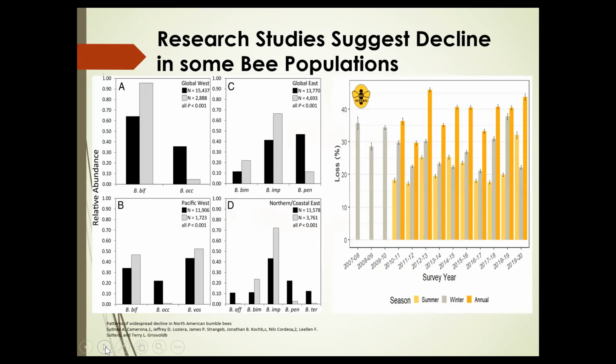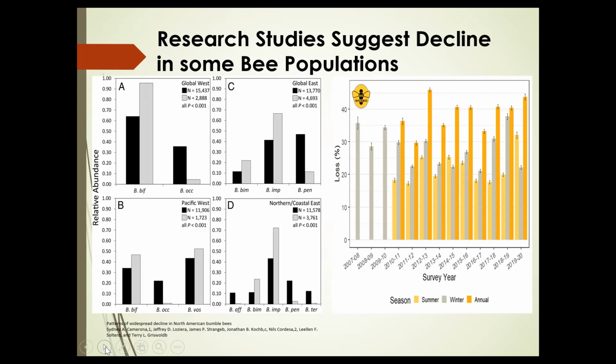So these are data from that particular study. It was a global study in the United States. You can see N is the number of individuals that they measured. Bombus is B here. These are basically different regions of the US, West, East, Pacific West, and East Coast. So the East Coast, global East includes us. Coastal East includes us as well. If the gray colored bar is smaller than the black colored bar, such as in this example right here, Bombus, this is the one from Pennsylvania, you can see that there has been a decrease in the population.